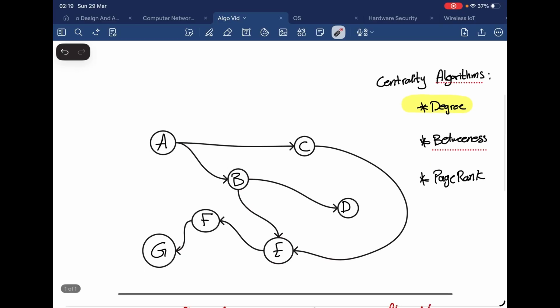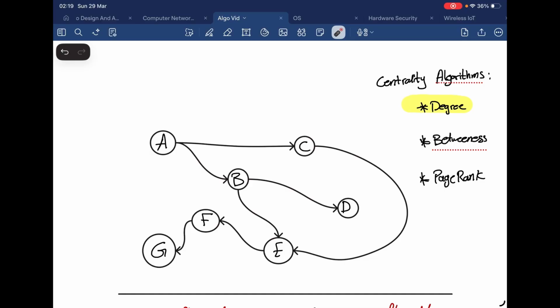Let's apply this to the graph. Node B, for example, has multiple incoming and outgoing edges. The in degree is 1, the out degree is 2. Node E, here, also connects to multiple nodes. The in degree is 2 and the out degree is 1. So these nodes would have higher degree centrality than other nodes. The assumption here is that nodes with more connections are more important.